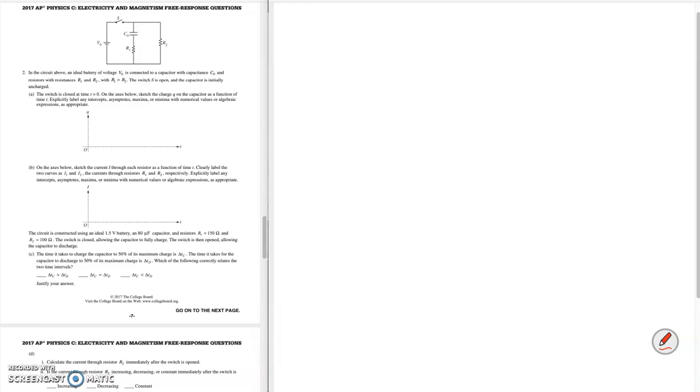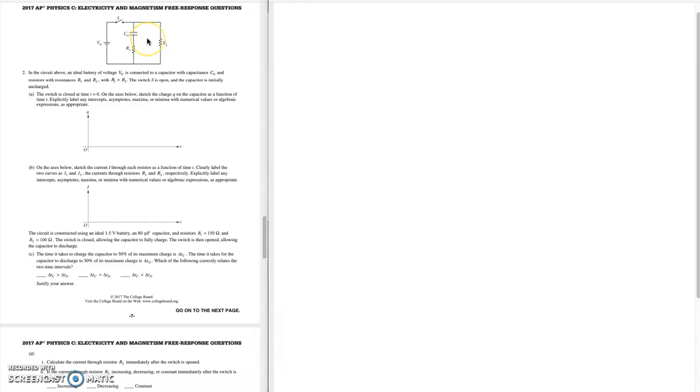All right, let's take a look at 2017 E&M number 2. This one is a circuit with a battery, a switch, and then immediately a junction to have a capacitor and resistor in parallel with a resistor. Now they tell us that the switch is initially open and the capacitor is initially uncharged.